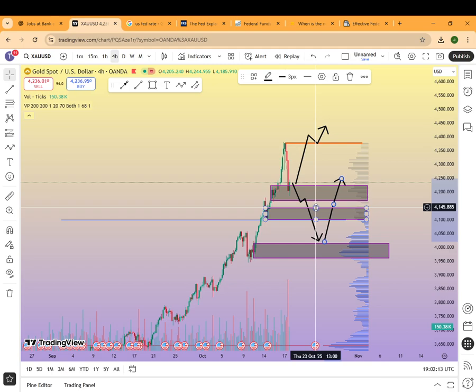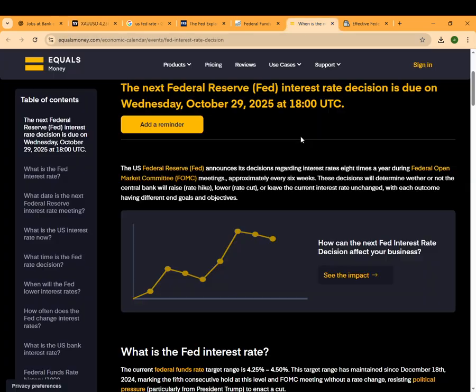On the fundamental side, all eyes are on the US Fed, the strength or weakness of the US dollar, and geopolitical conditions. Lower rates, dollar weakness, geopolitical developments, and safe haven flows all favor gold upside, but hawkish surprises or a strong dollar rebound could pressure it.